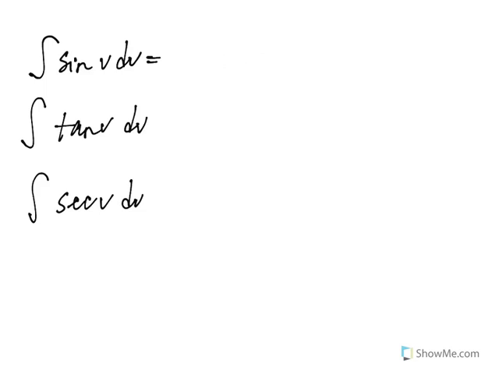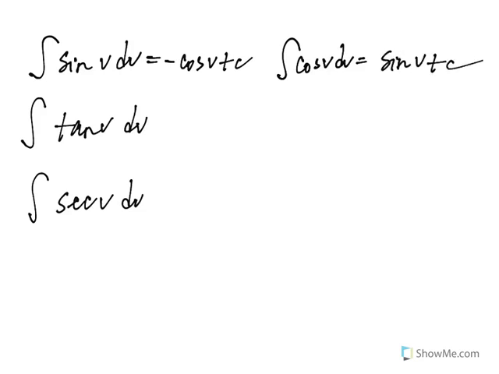So I think I need to write this a little smaller. I need to save some room here. This is the negative cosine of u plus c. And then, of course, the antiderivative of the cosine of u du turns out to be the sine of u plus c. The tangent of u, as we just saw on the previous page, turns out to be, oddly enough, the negative natural log of the absolute value of the cosine of u plus c.